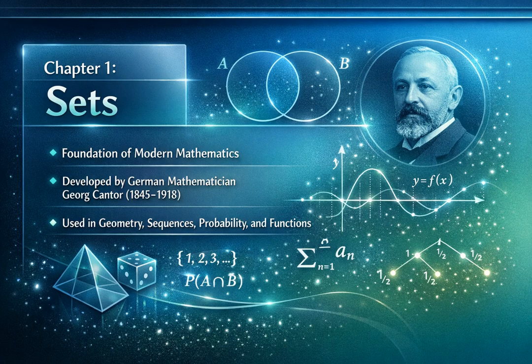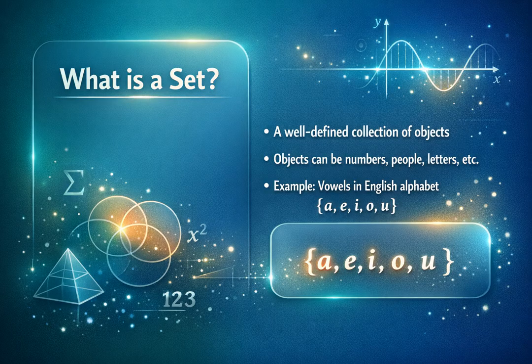This fundamental concept was developed by the German mathematician Georg Cantor in the late 19th century, and today it forms the foundation of almost every branch of mathematics. So what exactly is a set? A set is a well-defined collection of objects. These objects could be numbers, people, letters, or anything you can think of. The key requirement is that you must be able to clearly decide whether any given object belongs to the collection or not. For example, the vowels in the English alphabet form a set, {a, e, i, o, u}.